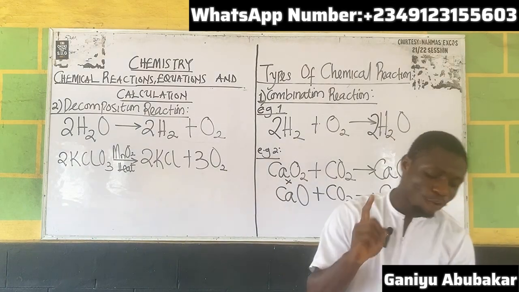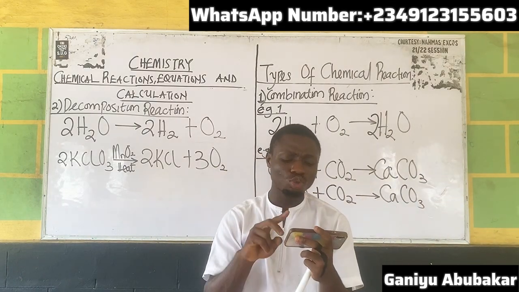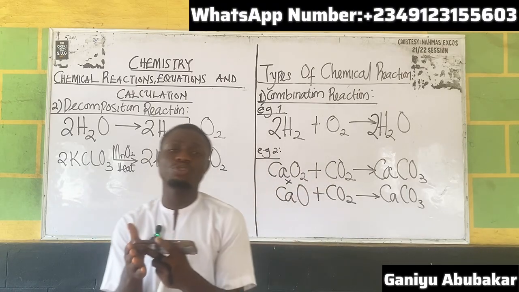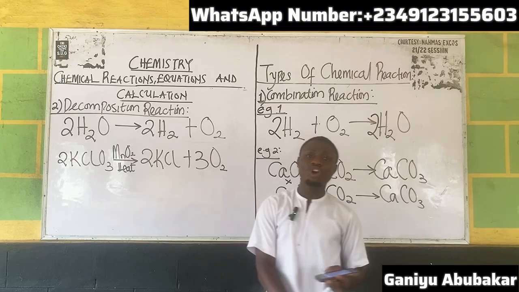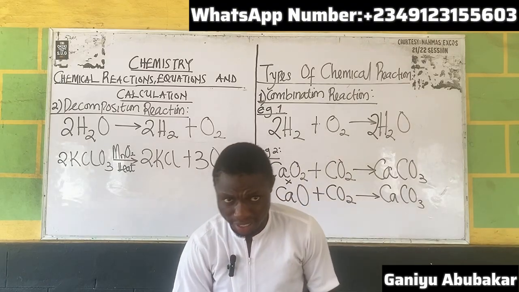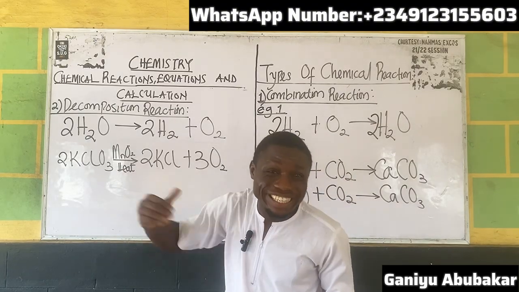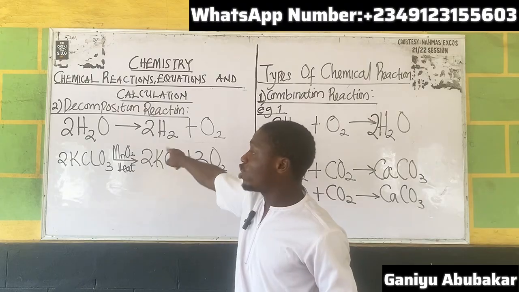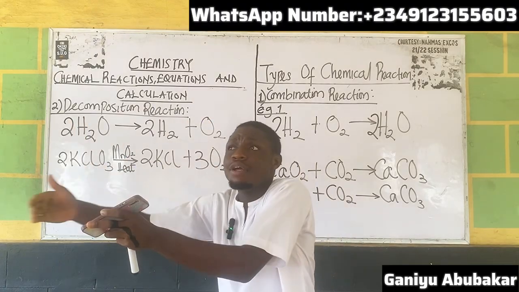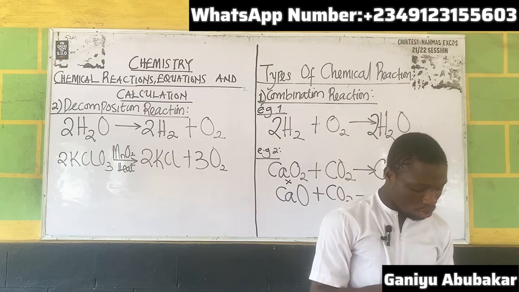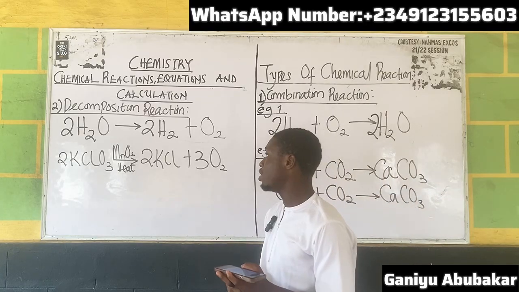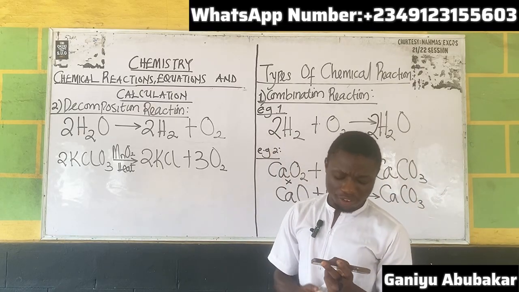For a combination reaction, if you have two smaller ones adding up to give you a bigger one. For decomposition, also called disintegration, you have a bigger one breaking down into two or more smaller ones. This is how you spot a decomposition reaction.